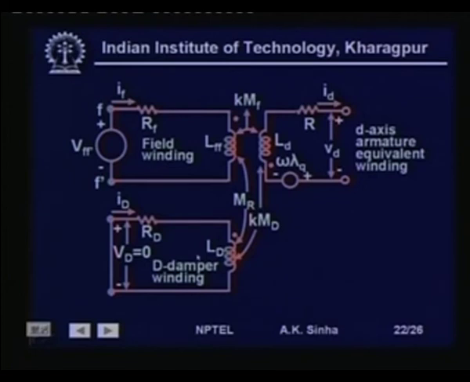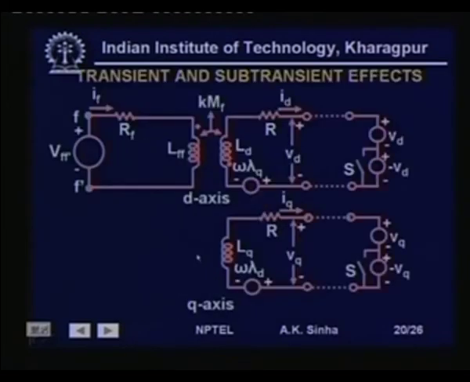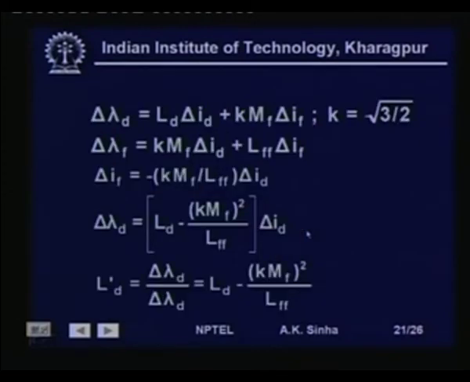Now, if we see the quadrature axis, since there is no linkage with the field winding or other winding, application of this is not going to create any changes in the flux linkages, and therefore, there is no transient quadrature axis inductance or reactance for the machine. The reactance shown under transient condition for the quadrature axis will be the same as that of steady state condition.